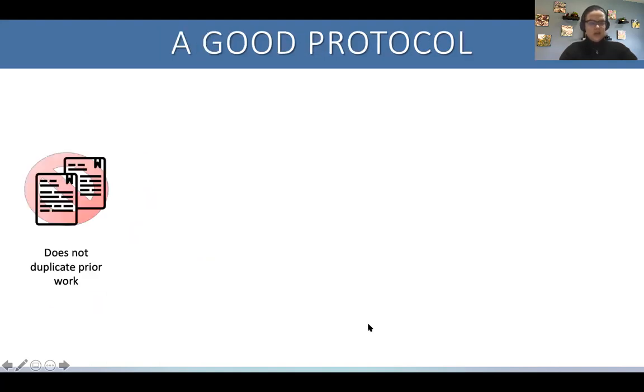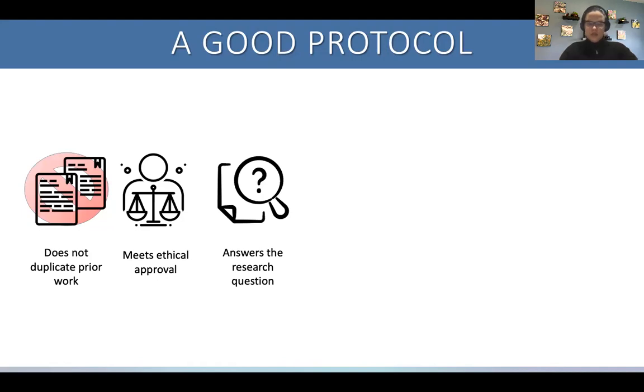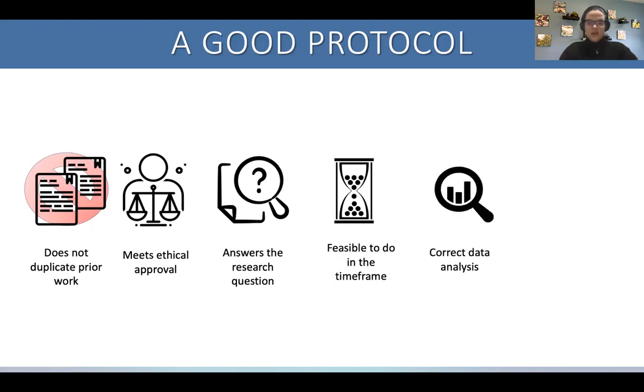A good protocol does not duplicate prior work. It should be new. It meets ethical approval. It answers your research question. And it's feasible to do in the time frame you've allotted yourself. In addition, a protocol really clearly outlines the data analysis before the study begins, and the study is affordable to do.